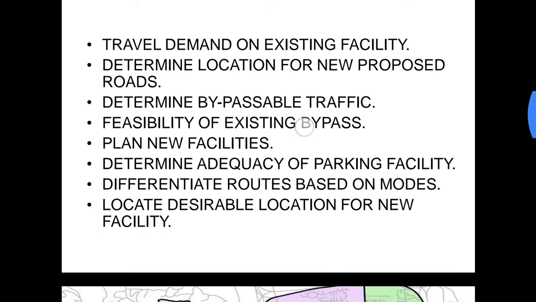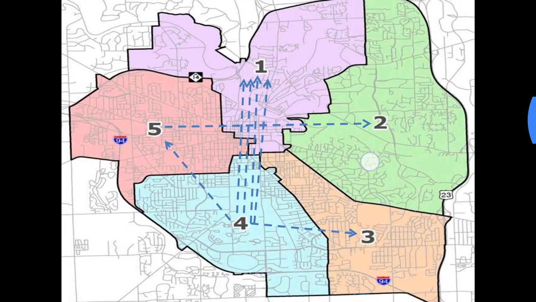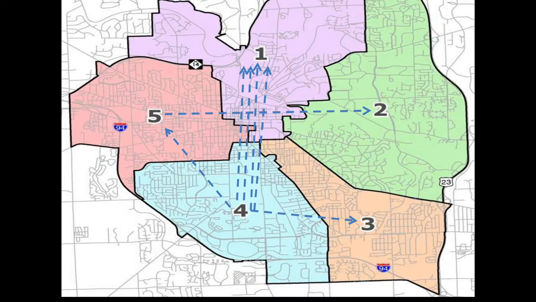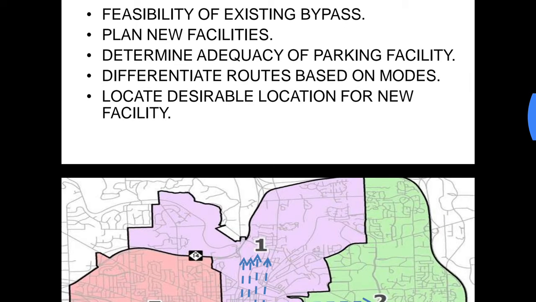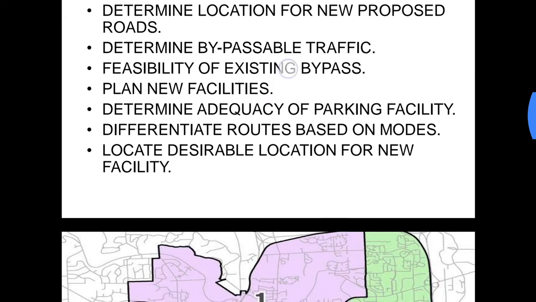To check the feasibility of an existing bypass, if there is an existing bypass in our study area, then using the OD surveys we will get the data. So what is the traffic that is traveling between the wards, and whether the provided or existing bypass road is efficient or not. Is it carrying the amount of traffic for which it was designed, or is it carrying less, or is it carrying more? So this would be the feasibility check on the existing bypass.